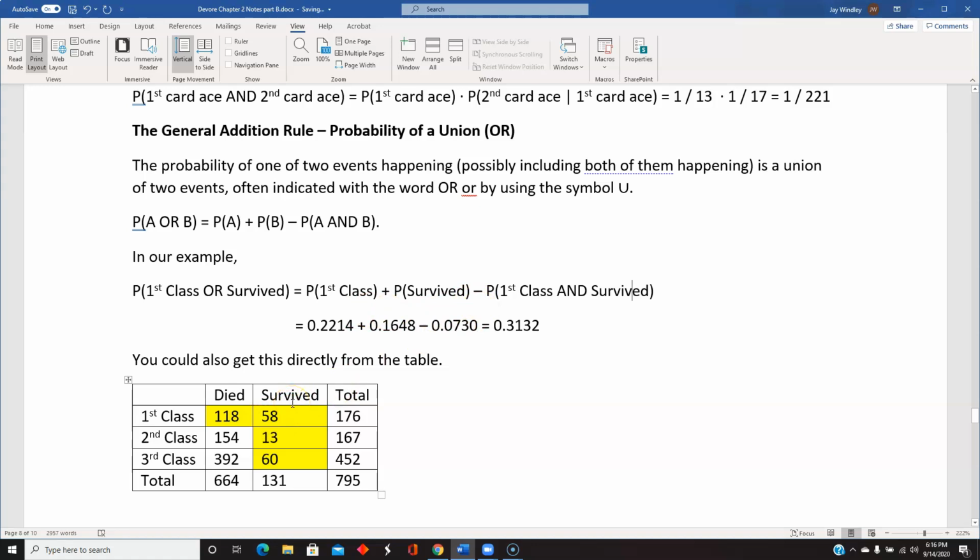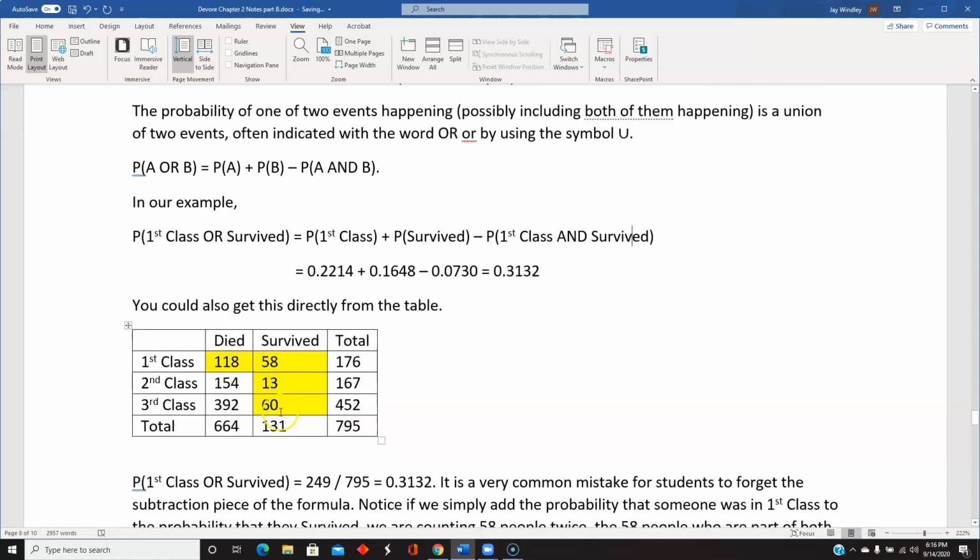You can also get that directly from the table. What I've shaded here or highlighted here is all the people who are in first class or survived. If you add all those together, that's 249, and 249 out of 795 is the same 3132.